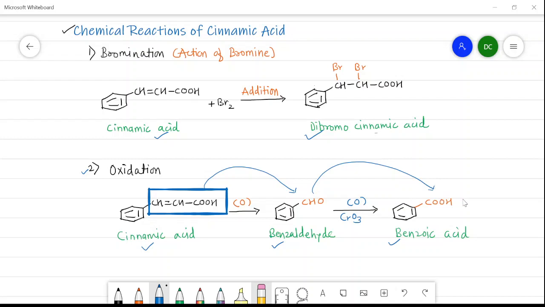So in this way we have seen short information about the unsaturated acids, that is acrylic acid and cinnamic acid. In the next video we will see the dicarboxylic acids.